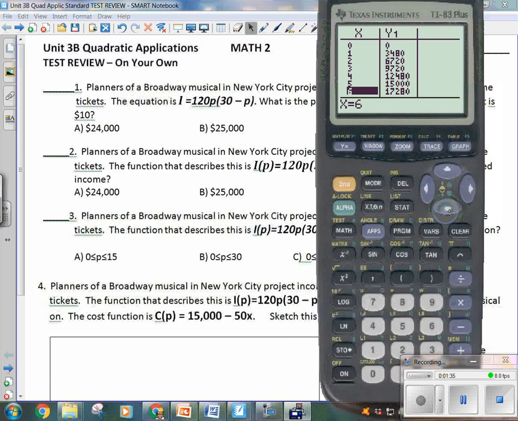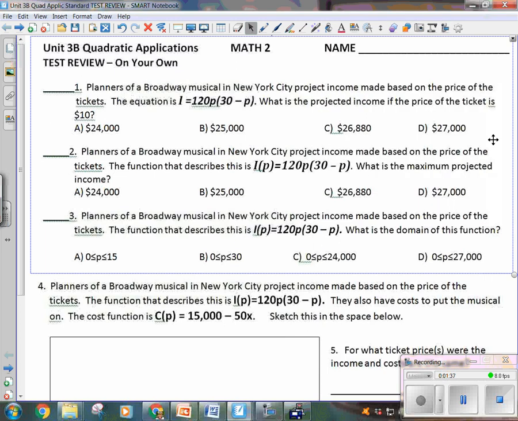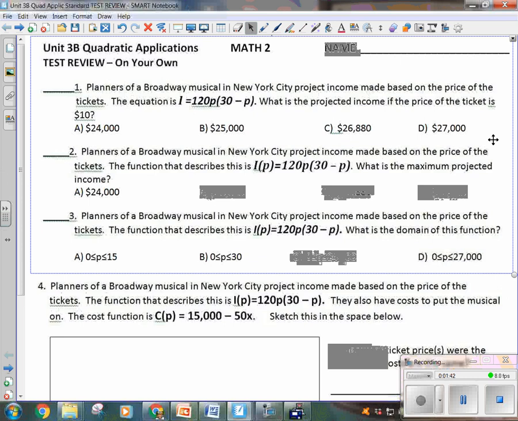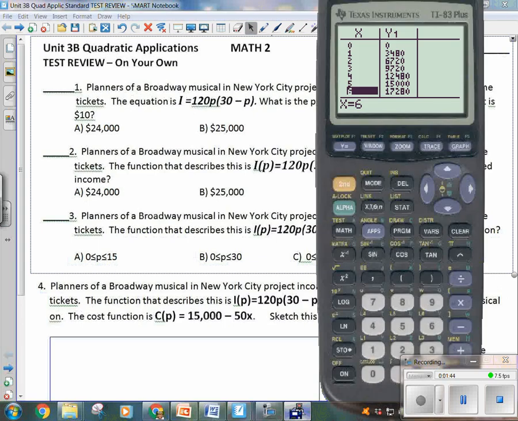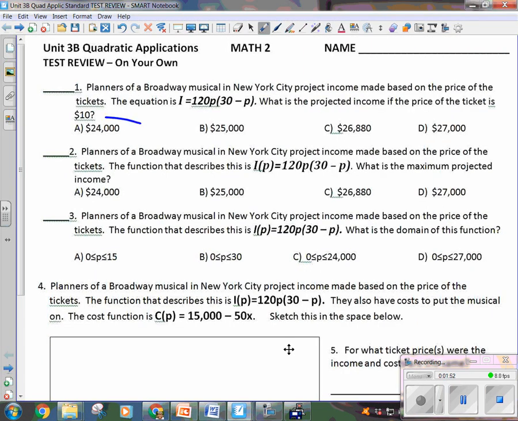So basically what it says for me to do is look for the projected income. What is the projected income if the price of the ticket is $10? If I simply use my data table and go down to $10, it seems like the projected income Y is $24,000. So number one is A, $24,000.